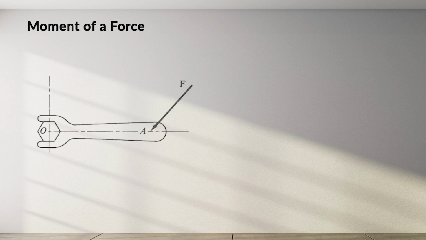What is the moment of a force? The moment of a force about an axis is the tendency of a force to produce rotation about an axis. Let's consider a wrench applied to a nut on a bolt. To obtain the maximum rotation or turning effect on the nut, force should be applied perpendicular to the handle, as far away from the axis through the center of the bolt as possible.